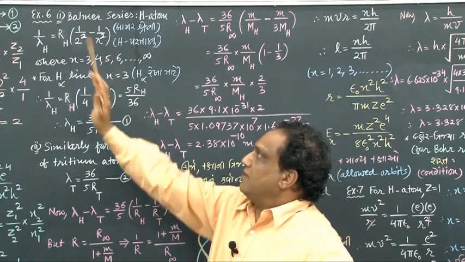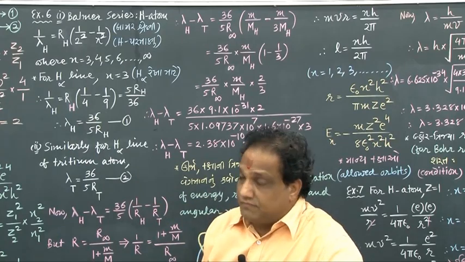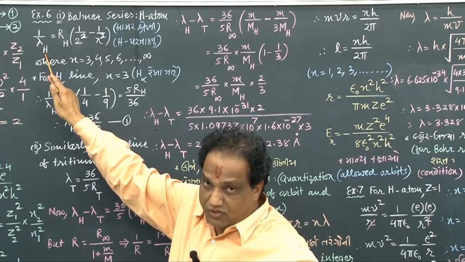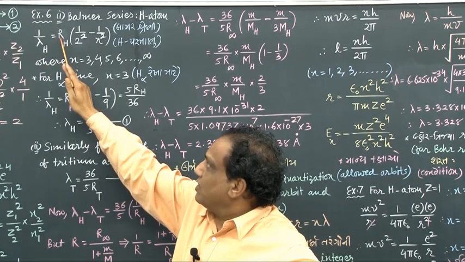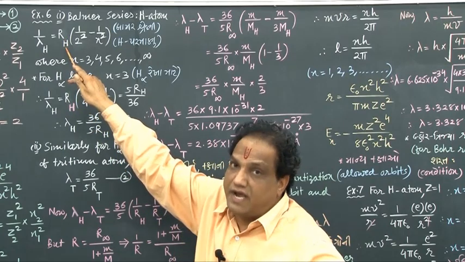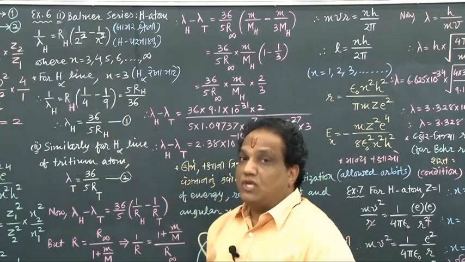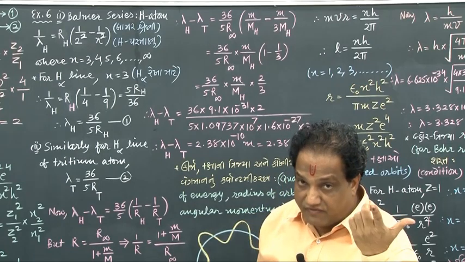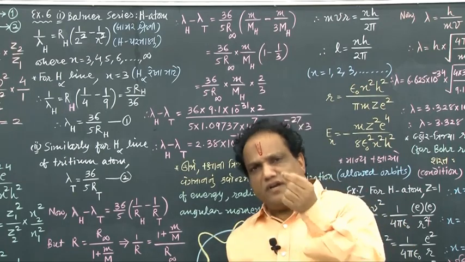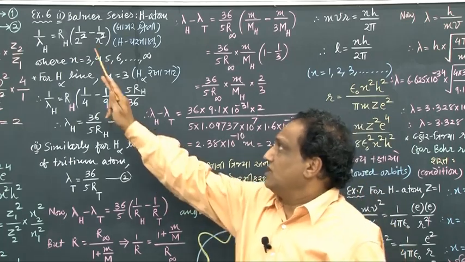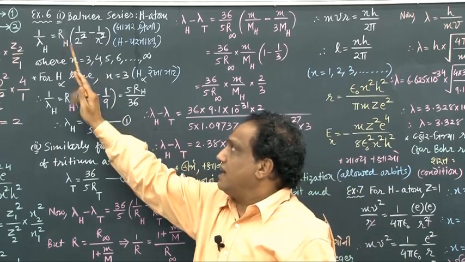Wait. At present I am talking about the hydrogen atom. So instead of lambda, I am putting lambda H, H for hydrogen, and instead of R, I am putting RH. This is the Rydberg constant for the hydrogen atom. For different atoms, the nuclear mass would be different, and depending upon that, the Rydberg constant slightly varies. So for the hydrogen atom, I am putting the symbol RH.